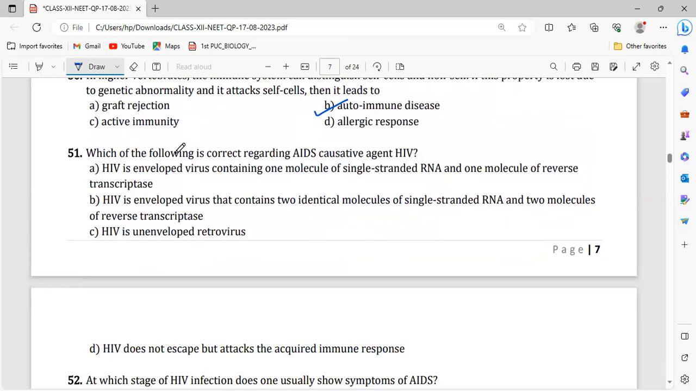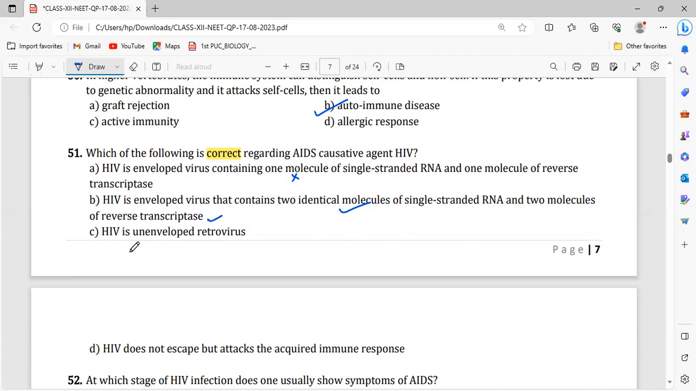Then, which of the following is correct regarding AIDS? So here they are asking about the correct statement. Let's highlight it. First one, HIV is enveloped virus, correct? Containing one molecule of single-stranded RNA. It's not one molecule, it's two molecules. So then the second option, HIV is enveloped and contains two identical molecules of single-stranded RNA, correct? And two molecules of reverse transcriptase, correct?